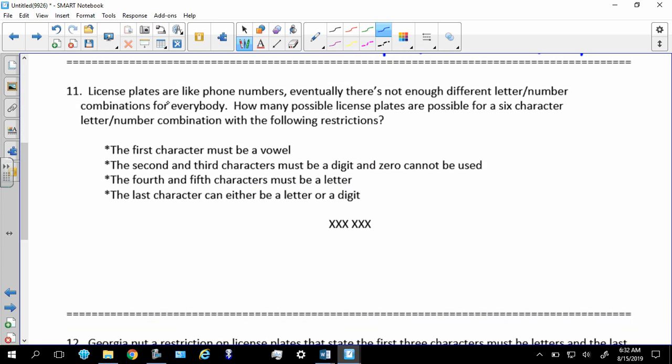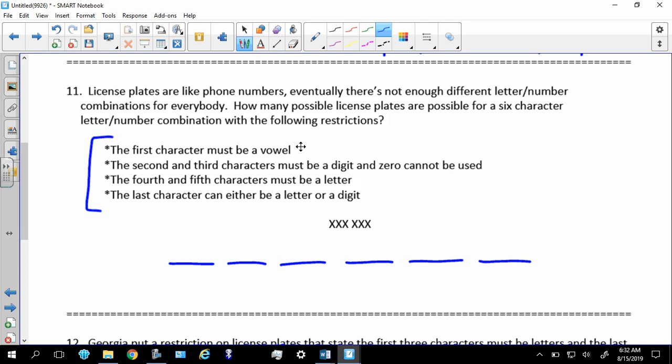Question number 11. License plates are like phone numbers, especially if there's not enough letter number combinations. How many possible license plates with the following restrictions? If you count your little model here, 1, 2, 3, 4, 5, 6 blanks. I know it's elementary, but fill them out because if I know I have a blank, something's got to go in it. It says the first character must be a vowel.